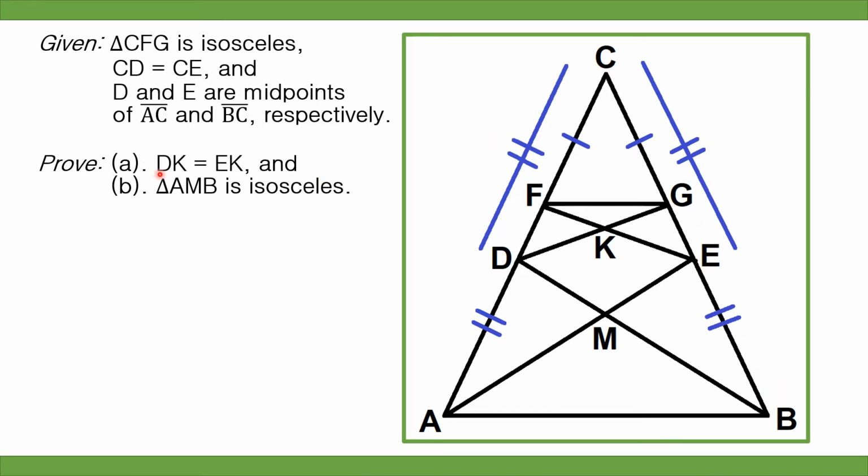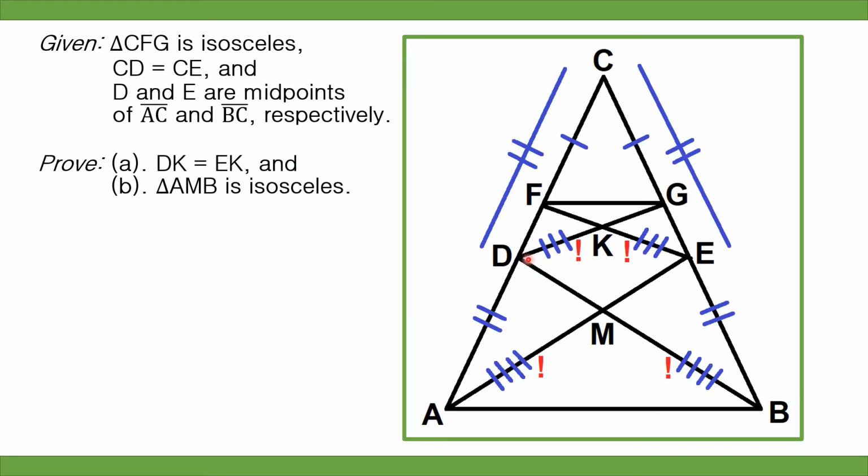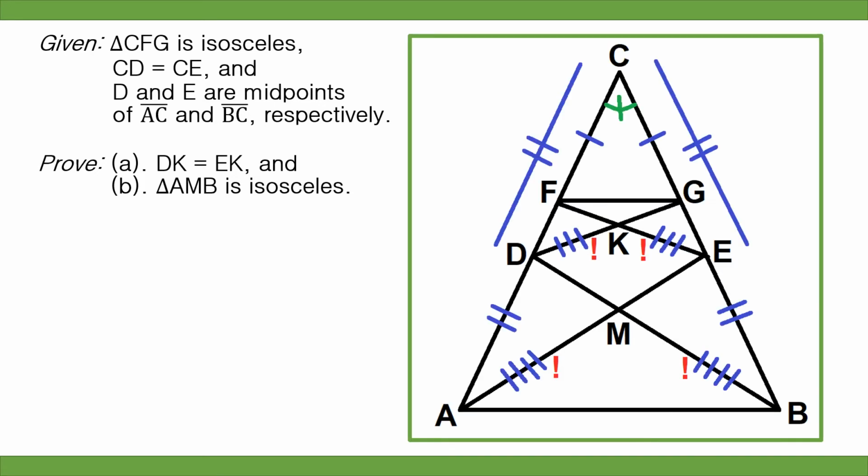Now how can we prove that DK is equal to EK and AMB is isosceles? So let's take it one at a time. So let's start from this portion here. Now how can we prove that DK is congruent or equal to KE or EK?